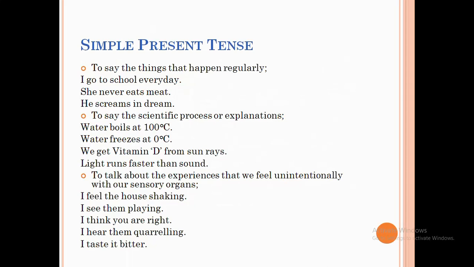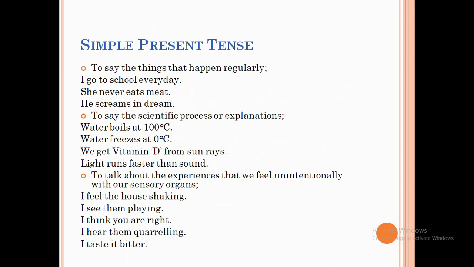Let's see some examples. Water boils at 100 degrees Celsius. Water freezes at 0 degrees Celsius. We get vitamin D from sunrays. Light runs faster than sound. So see, in these situations we can use simple present tense because these are the scientific process or these are the explanations about scientific process.